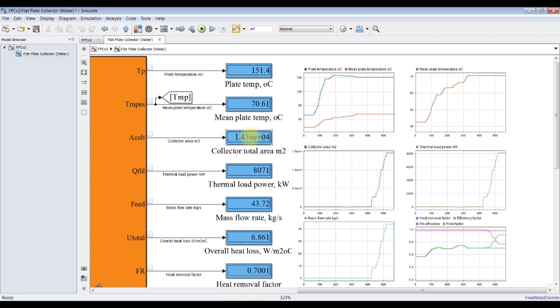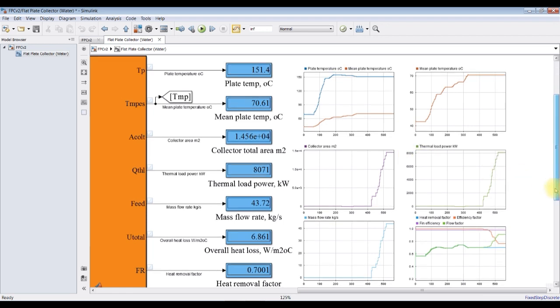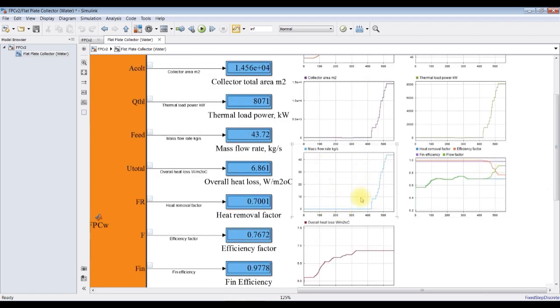As you can see here, we are going to use almost 10,000 meter cube as a flat plate area. This is mean plate temperature. This is the deviation between the average plate temperature and the stagnation plate temperature, and this is the solar field area. The thermal load is around 8,000 kilowatts of thermal energy needed. This is mass flow rate around 40 kilograms per second.